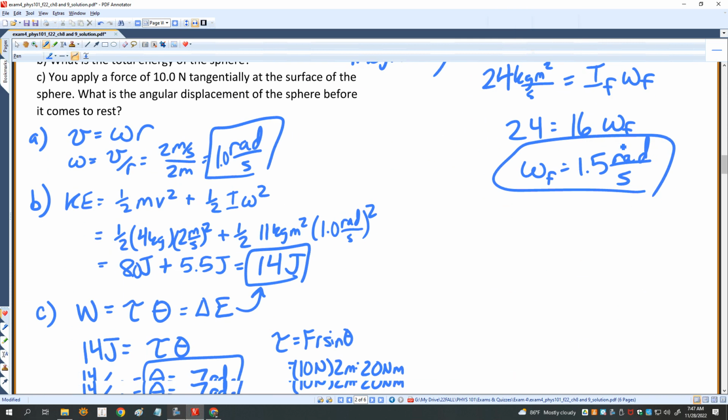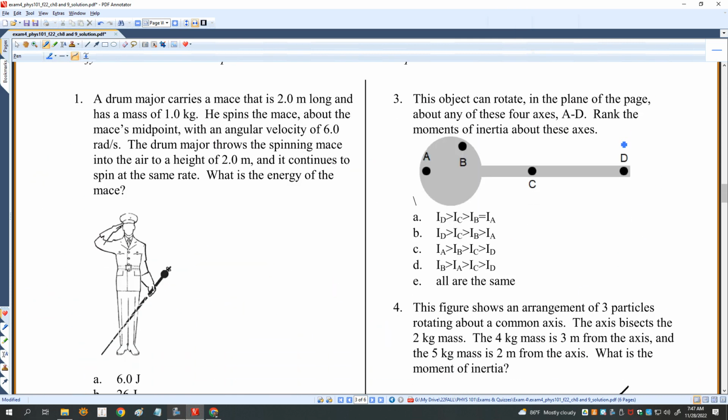Okay, look at the multiple choice. Drum majors carry a mace that's 2 meters long, has a mass of 1 kilogram. Spins the mace about the mace's midpoint with an angular velocity of 6 radians per second. And then he throws it up in the air to a height of 2 meters, and it continues to spin at the same rate. What is the energy of the mace?